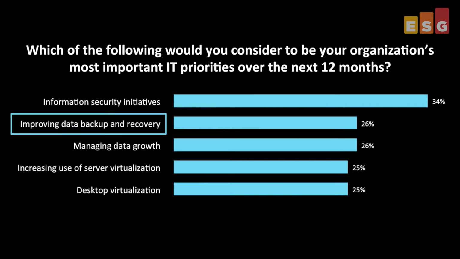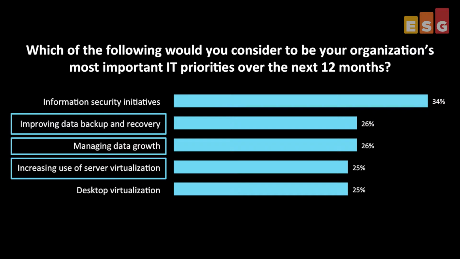Over the next few minutes, I'll be reviewing the results from a recently updated ESG Lab validation on SimpliVity hyper-converged infrastructure. ESG research reveals that improved data backup and recovery, managing data growth, increased use of server virtualization, and desktop virtualization are 4 of the top 5 IT priorities over the next 12 months.